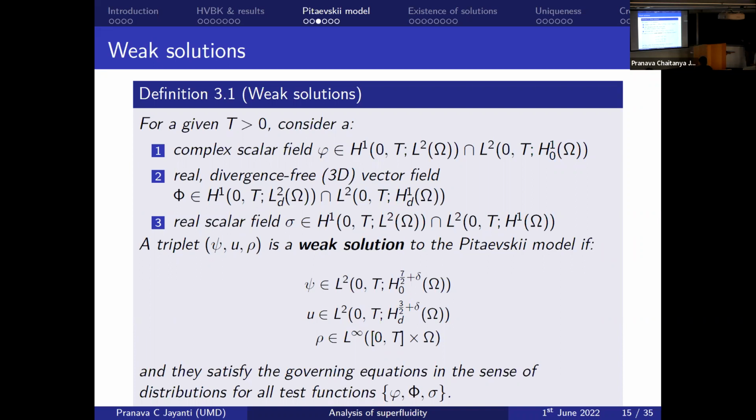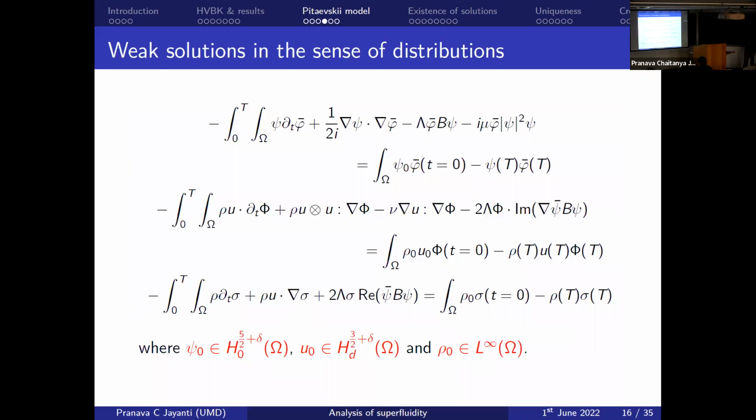And we call a triplet psi, u, and rho a weak solution to the Pitaevskii model if they have this regularity and they satisfy the governing equations in the sense of distributions. So what I just said, that you multiply by a test function and integrate by parts. I'm going to clarify this notation. This is the integral formulation. I'm not going to dwell too long on this, but the most important thing here is the initial conditions: psi 0 is in H0 5/2 plus delta, u0 is in this space, and rho 0 is bounded in L infinity.